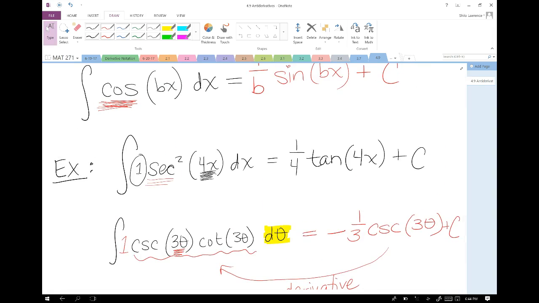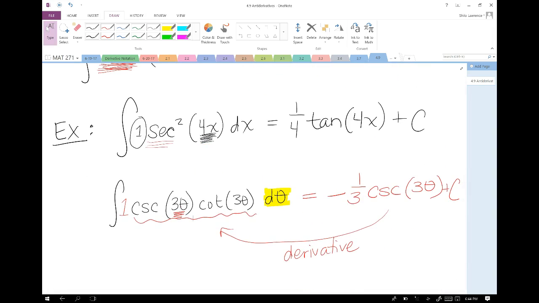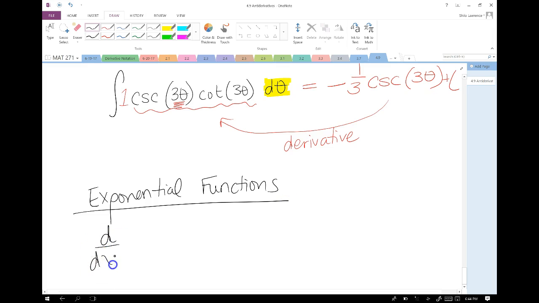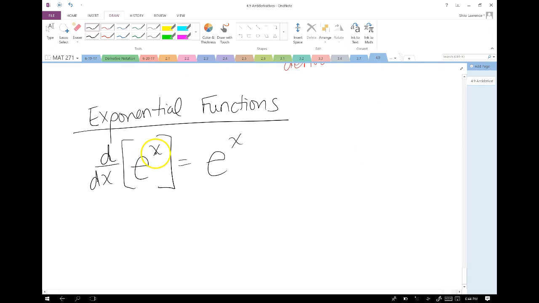So that same rule with the extra coefficient inside the angle works with exponential functions as well. One of the easiest derivatives we learned was that the derivative for e to the x is e to the x. Nothing you got to do. Nothing at all. But if it's not an x in the exponent and it's something else, then you have to do the chain rule.